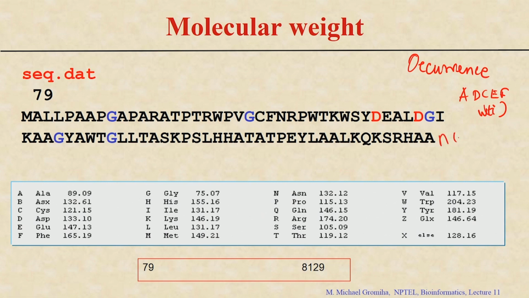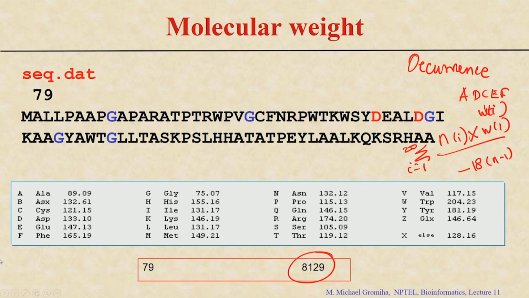N of i we have, already we got the occurrence. So, for each occurrence, you multiply by the weight of i and you get the summation, summation for i equal to 1 to 20. So, you get the weight, then you have to subtract 18 into n minus 1. So, we get the 4 G's and 2 D's and so on, multiply with the appropriate weights and subtract 18 into n minus 1. So, we could do this, we will get this number.